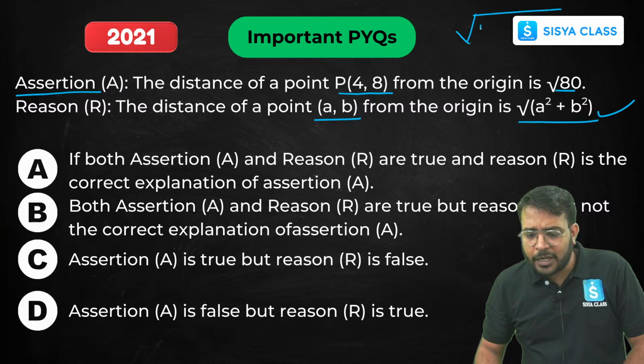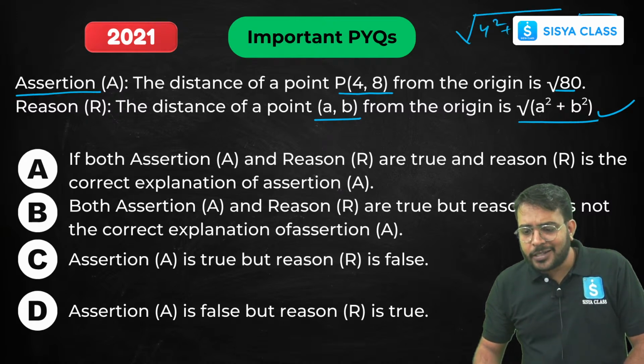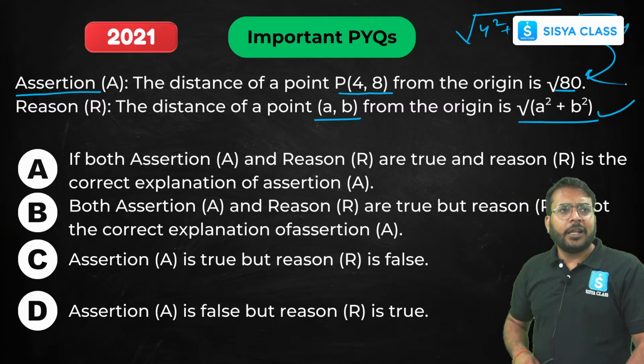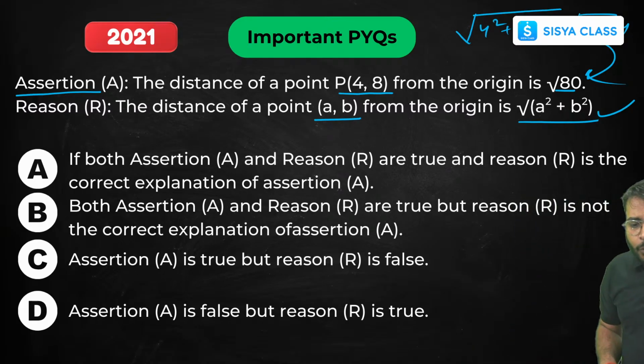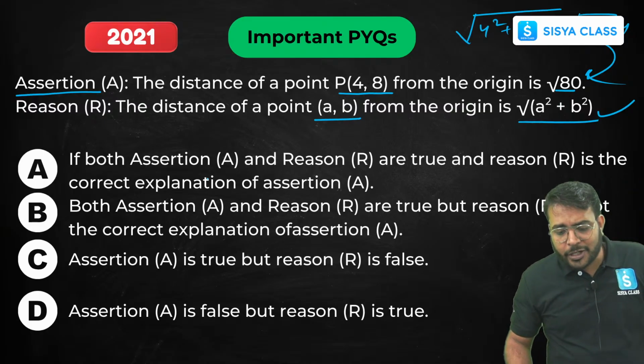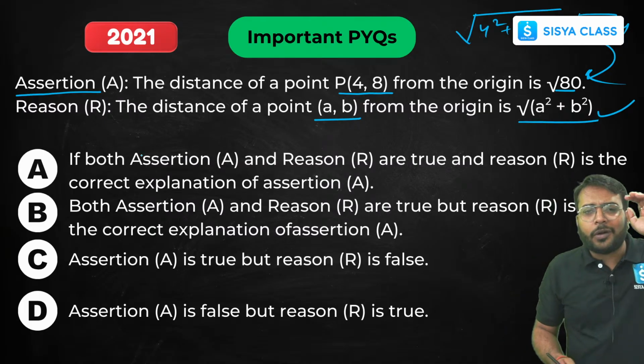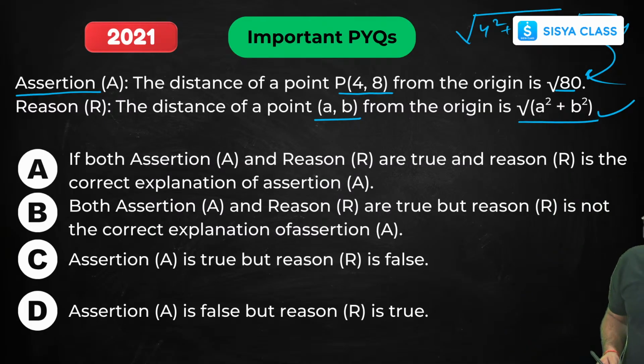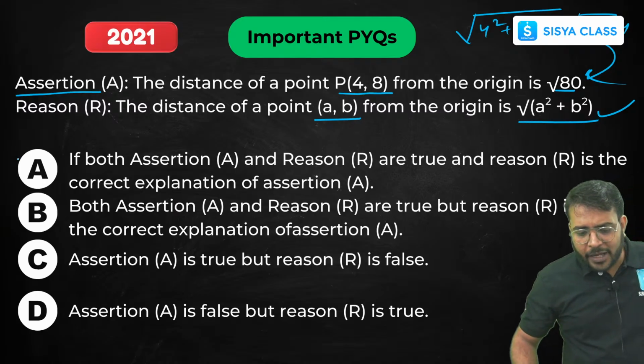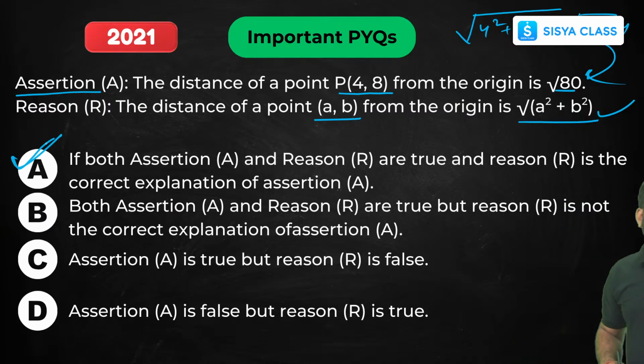Now I just have to find the distance between these two. So 4 square plus 8 square means 16 plus 64, that is 80, root 80, correct. That means both statements are correct. Assertion is correct and reason is correct, and the reason is the correct explanation for your assertion. That means option A is going to be your correct answer. Okay, fine. I think that you are all getting these questions, right? Now option A, right?